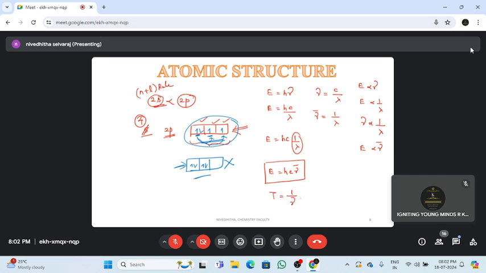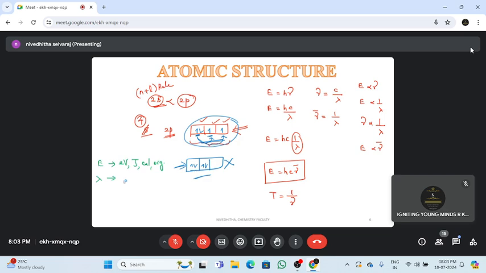That's it. And also you have to know the units for all these wave parameters. What is the unit of energy? We can express energy in terms of joules, electron volts, calories, ergs, and all that, and we have seen the conversion between them. And what is the unit of wavelength?